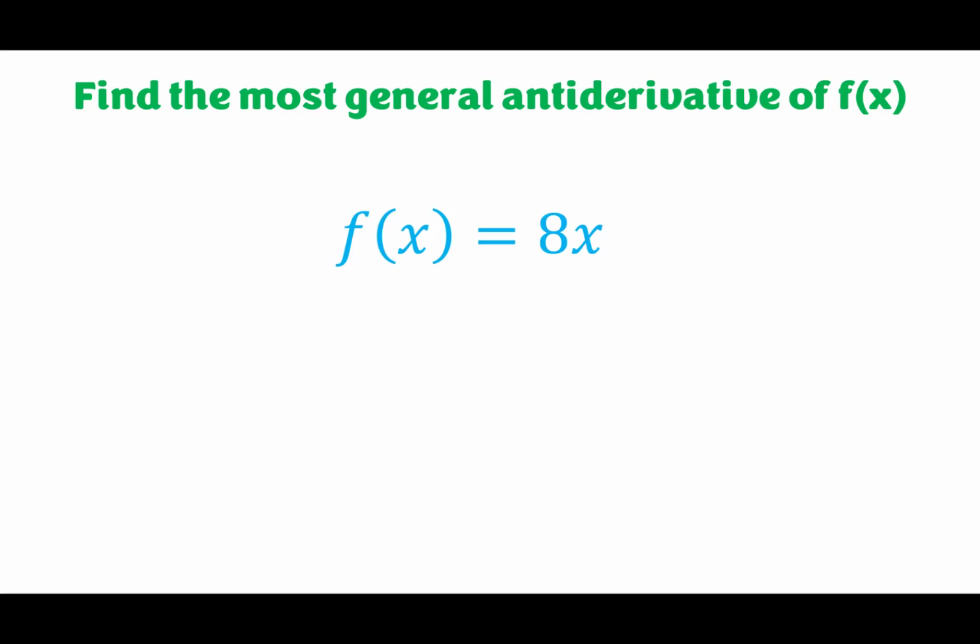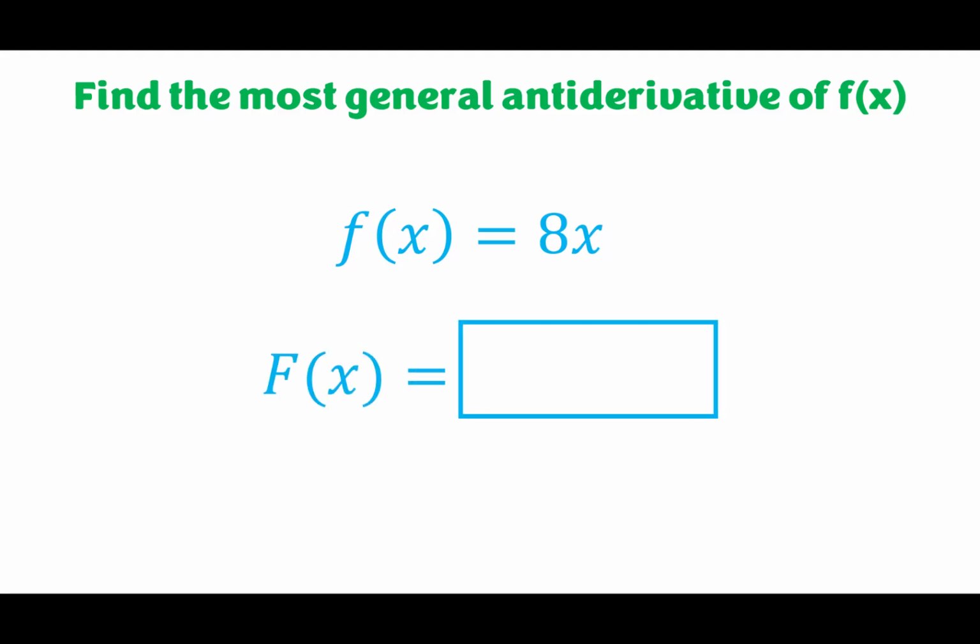Let me clarify this idea of having an arbitrary constant included in our antiderivative. Well, if our function f of x is equal to 8x, and we want to find the most general antiderivative of f of x, we'll denote this most general antiderivative with capital F. Well, we're wondering what function, such that if you took the derivative of it, would give you 8x, right? We're not going to take the derivative of 8x, which would just be 8. We want to do the reverse process. What function, when you take the derivative of it, would give you 8x? Well, in this case, it would be 4x squared, right? Because the power rule would give you back 8x.